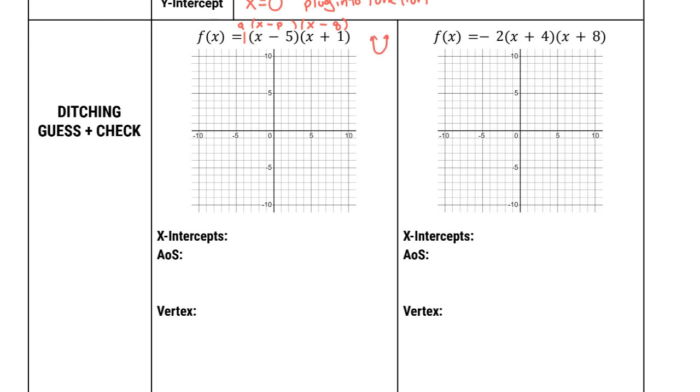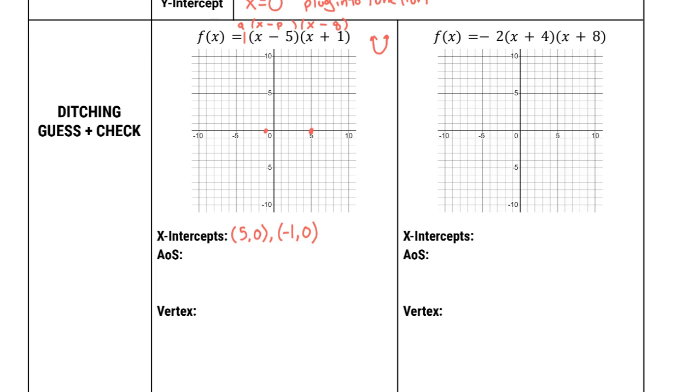So let's see, x-intercepts. We've got p. P is 5, because we have x minus 5, so that tells me p is 5. So one of my x-intercepts will be 5, 0. Now the other one, we've got x plus 1, which means that my q was actually -1, because this sign changed. So we're actually going to have -1, 0. So there are our 2 x-intercepts, and we can put those on the graph.